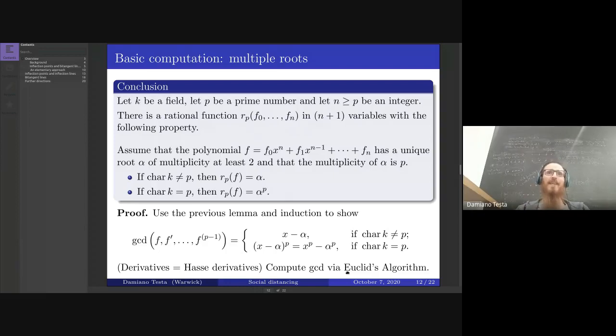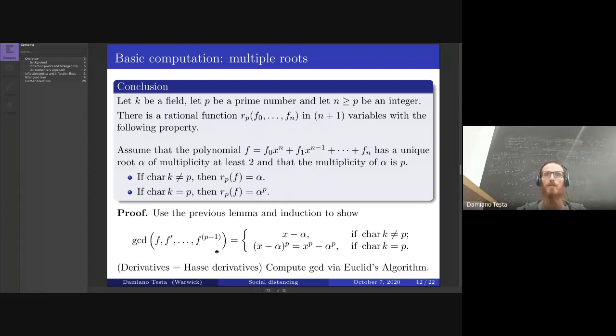Okay, so the main takeaway is that if you have the locus of polynomials that have a root of multiplicity p, and p is not the characteristic, then you have access to the root itself in terms of rational functions of the coefficients. But if the characteristic is p, then you cannot reach alpha, but you can only reach alpha to the p. Okay, so let's move away from this technical slide unless there's a question about it.